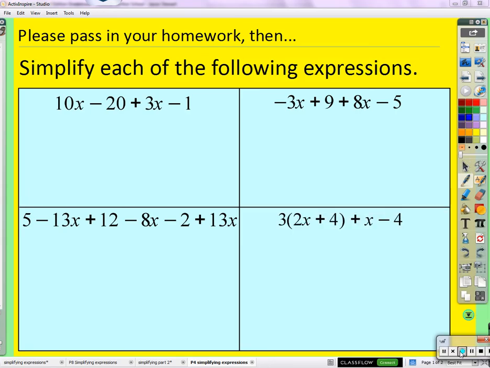We're gonna simplify each of these. First, let's take a look at what we should have at the end there. See the answers there, there, there, there. Take a quick look.